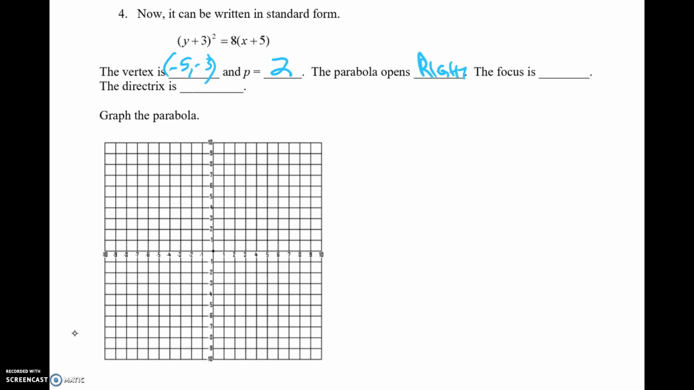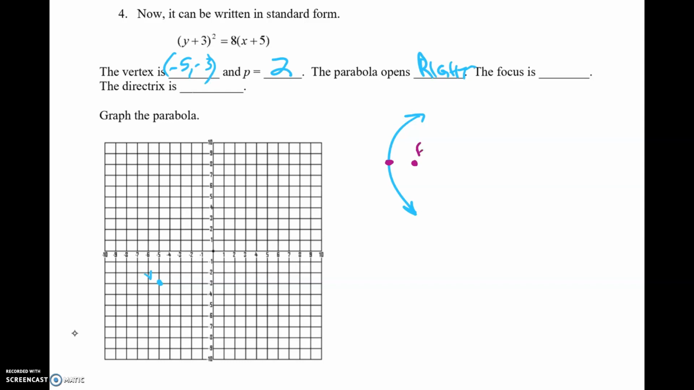And the focus. Remember, p is not the focus, but p helps us find the focus. So I'm going to go to the graph now. The vertex is -5, -3, which is right there. I'll put a V so I remember that's the vertex. Now remember that the parabola opens to the right. That means the focus is going to go right here. Because it's opening to the right, I go to the right p units, or the absolute value of p really, p units to get the focus.